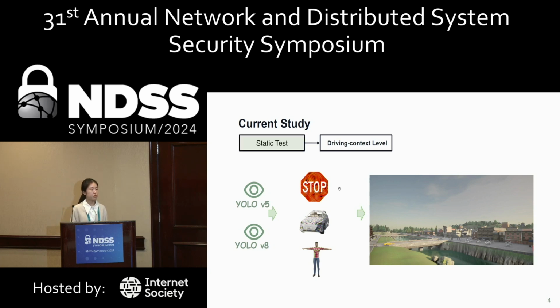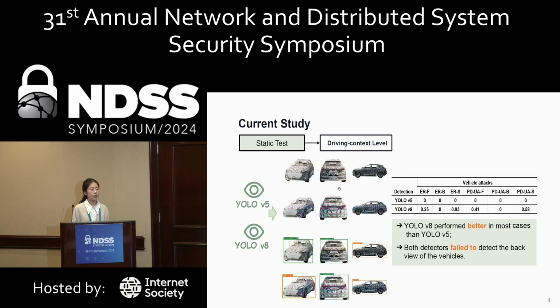We first did the static test, which means we put all the experiment elements in a stationary condition, and we only varied the viewpoint of the adversarial object in the environment to see what would happen. Here I just show one part of the result, the vehicle evasion part. We can see that YOLO v8 definitely performed better than YOLO v5, but both detectors failed to detect the back view of the vehicles, which might indicate that the viewpoint matters.